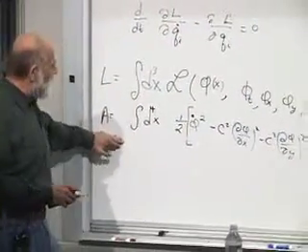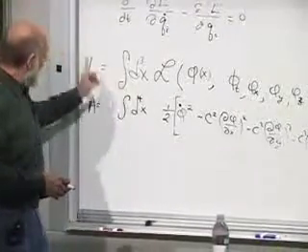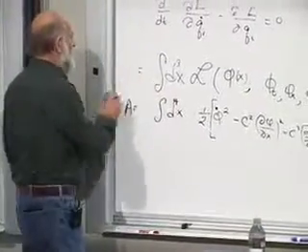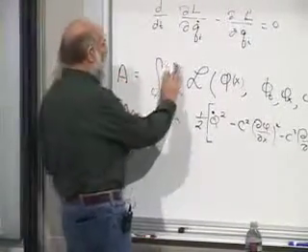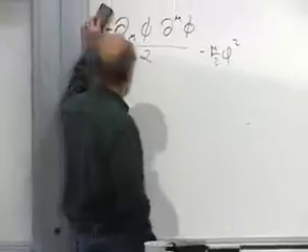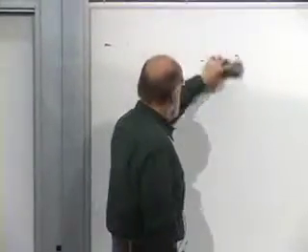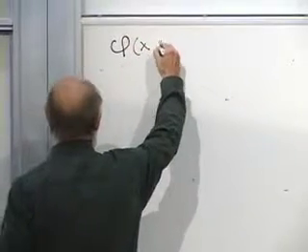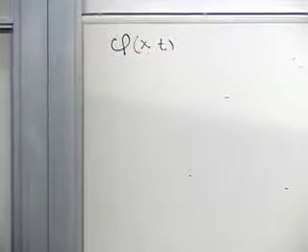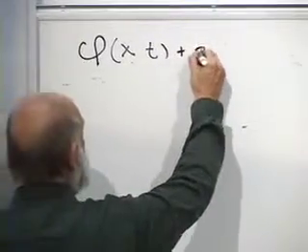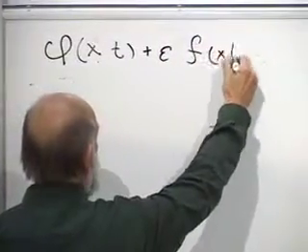Let's just take this to be a special case. Here's the general form. L is equal to an integral d cubed x of this kind of thing here. The action is the integral d4x. Well, you do exactly the same thing as in the simpler case. You say, let's suppose that phi of x and t, which I could just write as phi of x mu, let's suppose that's a solution. And now let's add plus epsilon times a function of x and t to it.